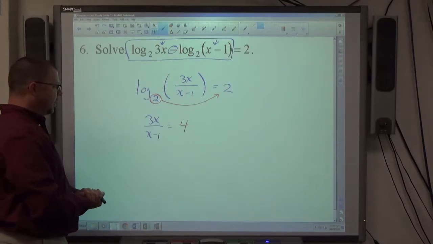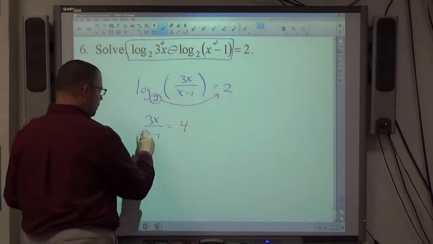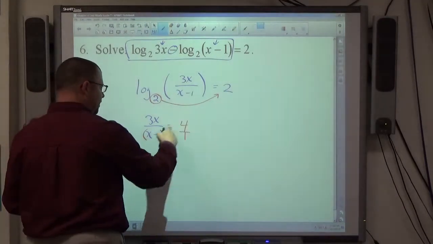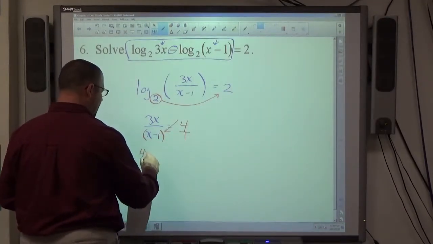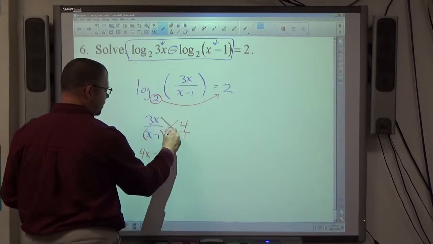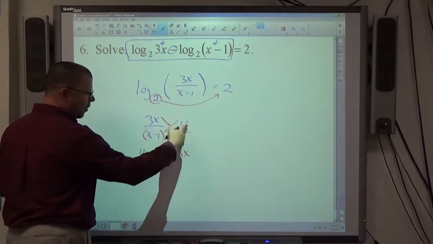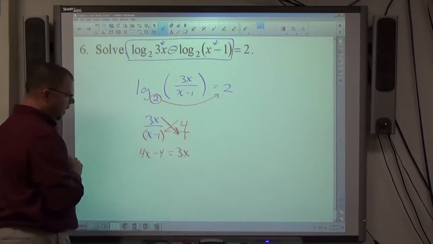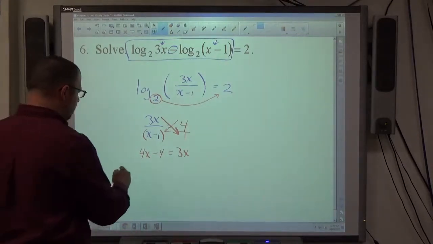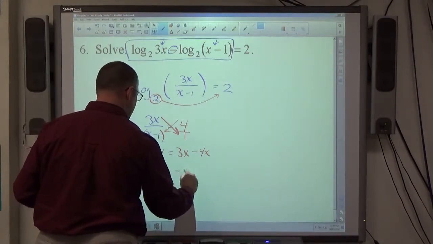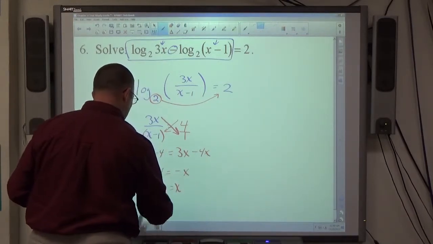And then finally, if 3x over x minus 1 equals 4, once again we get this proportional structure, so we cross multiply. This side gives me 4x minus 4. This side gets me 3x times 1. Again, x minus 1 is a binomial, 4 times x and 4 times 1. Be careful that we distribute. I'm going to move the 4x over to the right-hand side. That gets me negative 4 equals negative x, so therefore x equals 4.